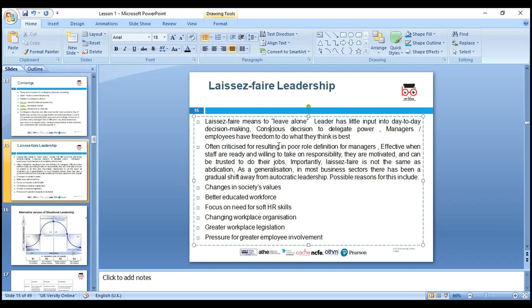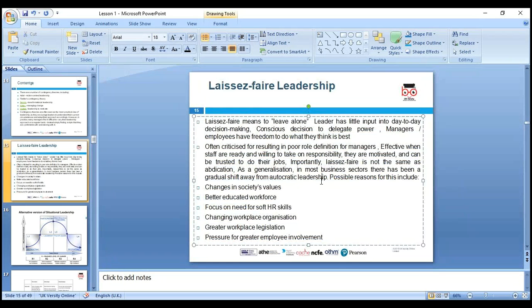Afterwards they criticize the result, and there is poor role definition for the manager. It is effective when the staff are ready and willing, so that you can leave them. If you teach them and they are willing, you can say the growth of the organization is your growth. When they have that type of motivation, of course they will help. So laissez-faire is not the same as other leadership styles.